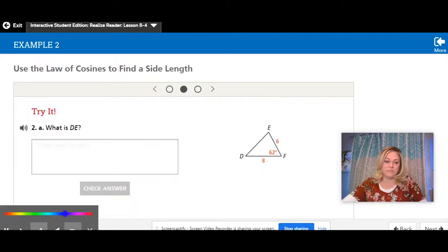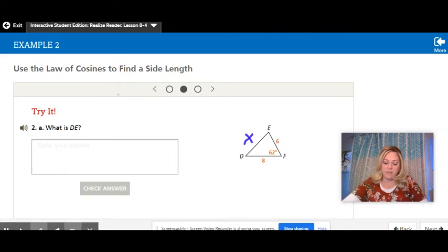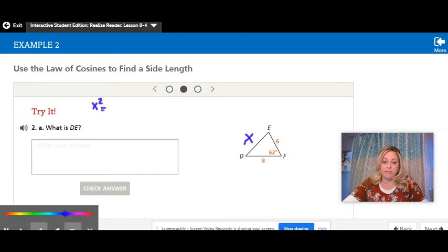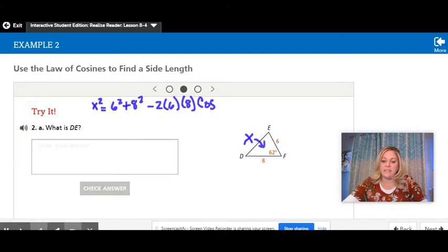Let's try another one. This time we're looking for DE. So again, I'm just going to label this X. And remember the formula of the law of cosines: X squared, meaning the side we're looking for, is the sides that you don't need, 6 squared plus 8 squared, those are both squared, minus 2 times each of the sides that you are not looking for, cosine, and the degrees opposite the side you're looking for, cosine 62. So grab those calculators, plug it in, and let's see what you get.